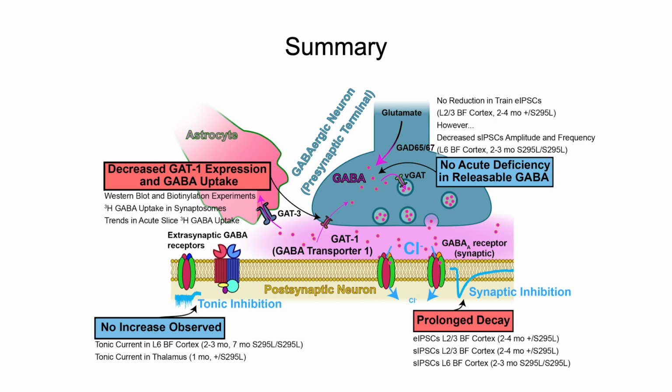But I did not observe an increased tonic current. I think this could be more robustly investigated in the future, given how pronounced of a tonic current there is in the GAT1 knockout. And I did not observe an acute deficiency in releasable GABA. But I think as a next step, we could take a more rigorous approach, possibly a much higher frequency of evoked events. And this is what some of my colleagues have been suggesting.